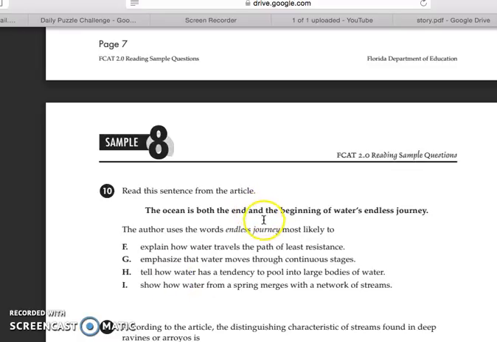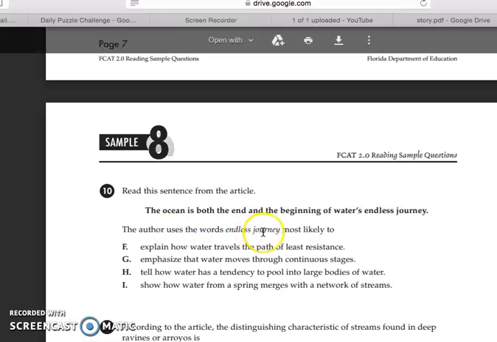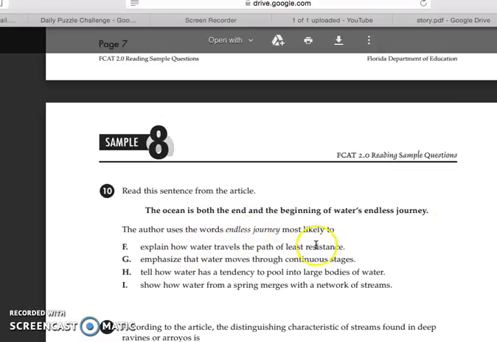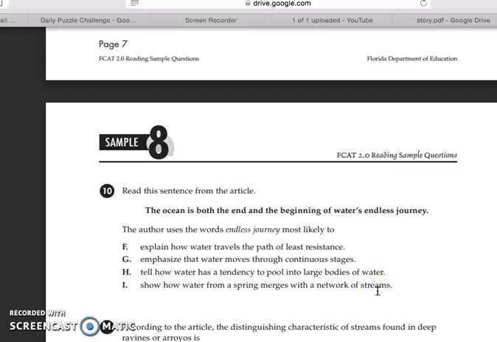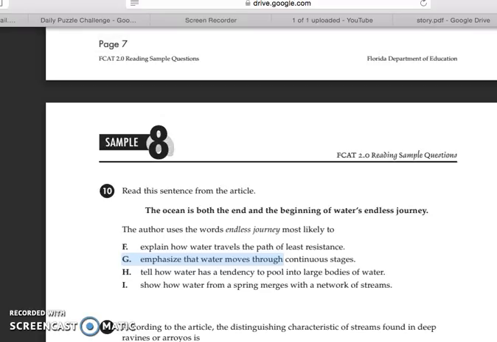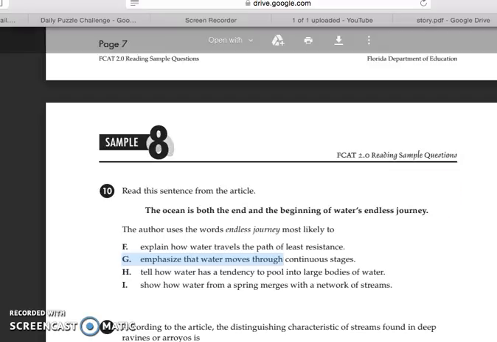The ocean is both the end and beginning of the water's endless journey. The author uses the words endless journey most likely to explain how water travels the path of least resistance. Let's see. The beginning of the water's endless journey means, I think it's G, because endless is like it will go on forever, and it goes through many stages, so it can keep on continuing the stream. Tell how the tendency to pool in large bodies of water shows how springs merge into networks of streams. So I think it is G, because they talk about how it continues and continues.